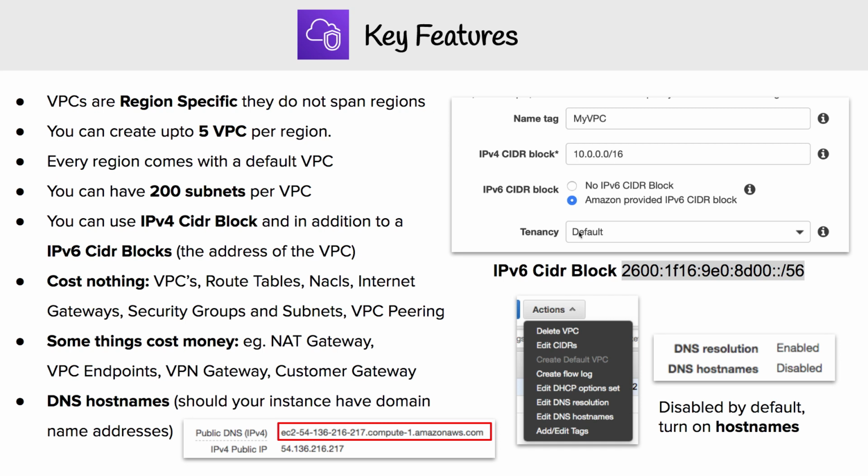And you can set its tenancy to default or dedicated. Dedicated means that it's running on dedicated hardware. If you're an enterprise, you might care about that. This is what the IPv6 CIDR block would look like, because you don't enter it in. Amazon generates one for you.